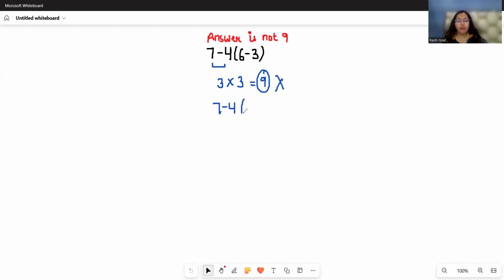Because when you are given multiple operations like subtraction, then a bracket, and in the bracket there is a subtraction, then you have to follow the order of operations, which is known as BODMAS or PEMDAS rule.